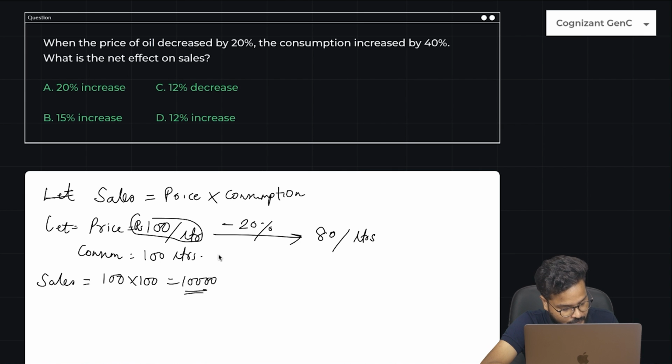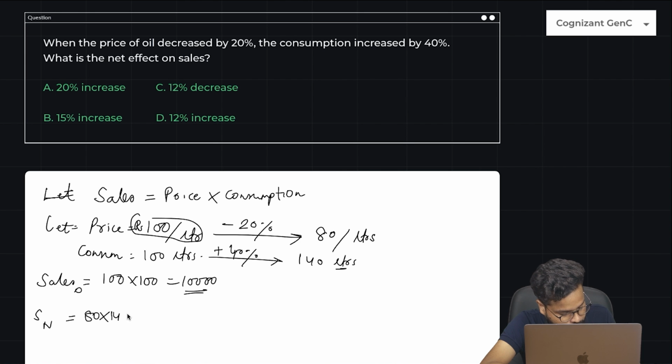Simple. The consumption in that way increased by 40 percent. So what would be the consumption? 140 liters. So what would be the sales now? This is sales old, this is sales, let's say, new. 80 into 140.